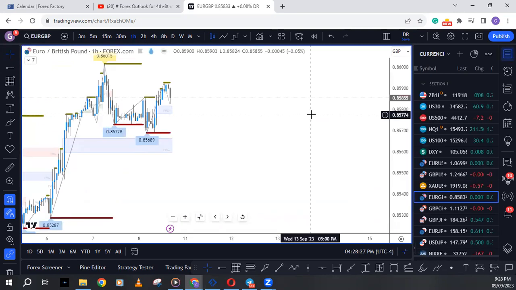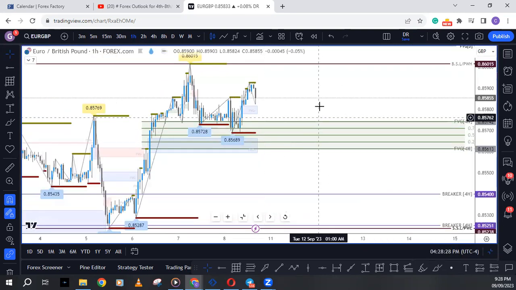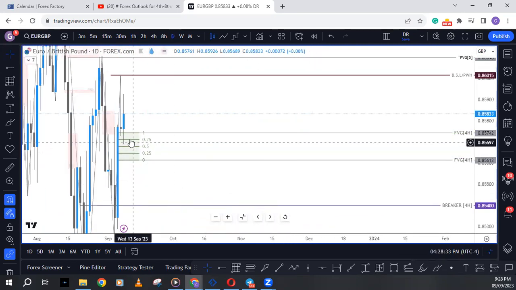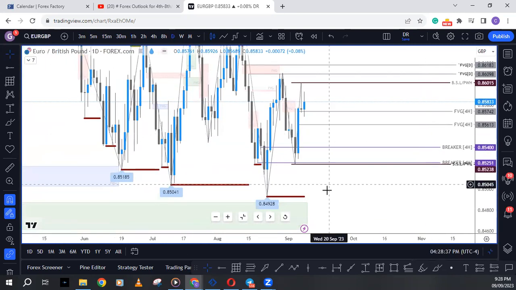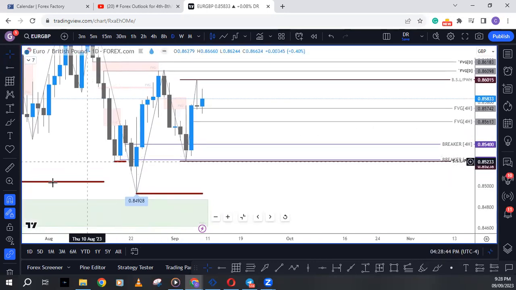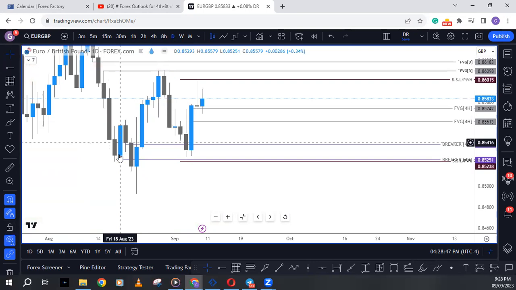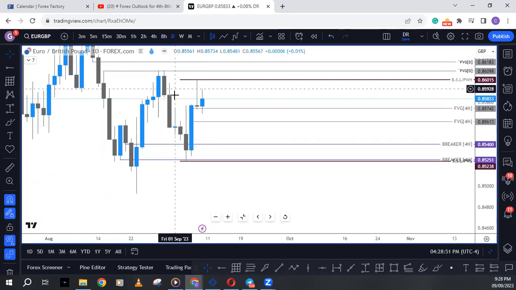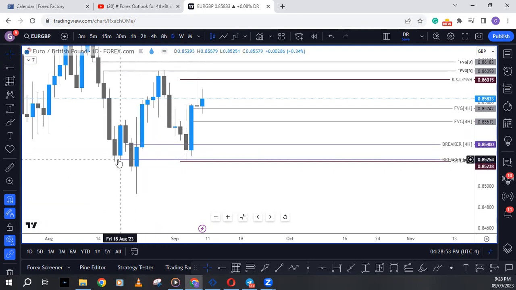So now if we come back to the EURGBP, this EURGBP played out precisely as we anticipated last week. You can watch the review video. I said that we had a breaker, this last up candle before this down move, and that price would most likely come down to it. As you can see, it came down to that low, and that was what started the correction.